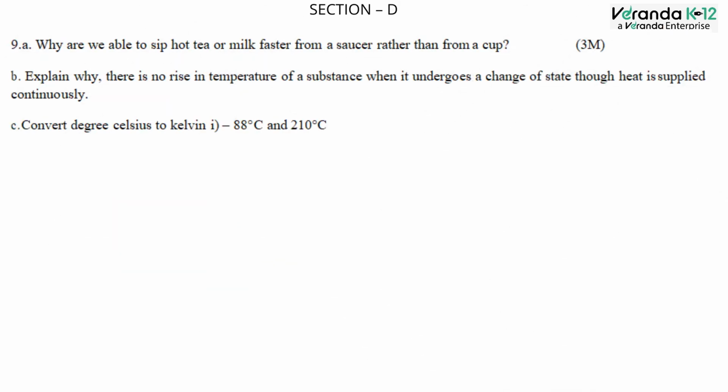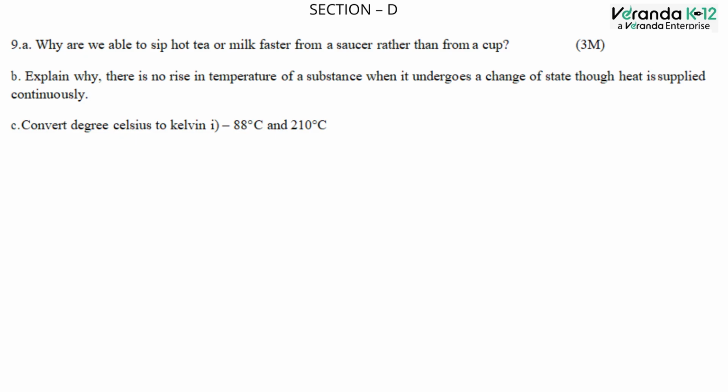Section D. Question number 9a. Why are we able to sip hot tea or milk faster from a saucer rather than from a cup? B. Explain why there is no rise in temperature of a substance when it undergoes a change of state though heat is supplied continuously. C. Convert degrees Celsius to Kelvin: first one, minus 88 degrees Celsius, and 210 degrees Celsius.